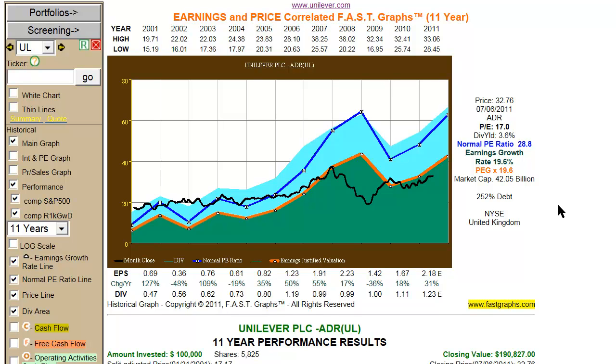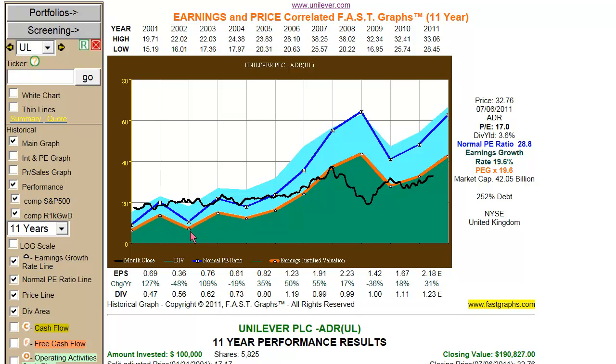Unilever is probably best known for its home care products like Vaseline, Pond's soap, etc. But I want you to see over the last 11 years, or 10 and a half years, because the 11th year actually only includes the current year we're in, you can see that earnings have been rather consistent.